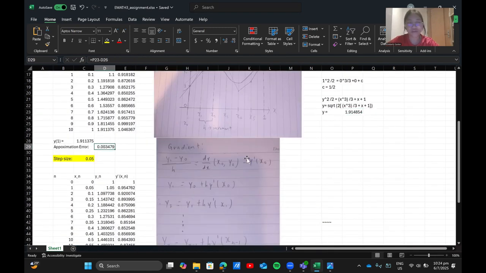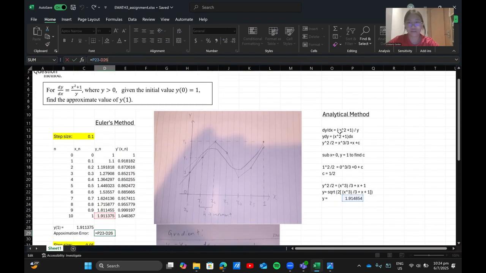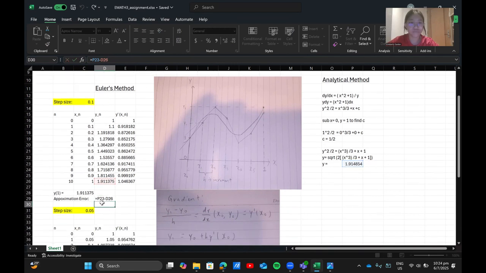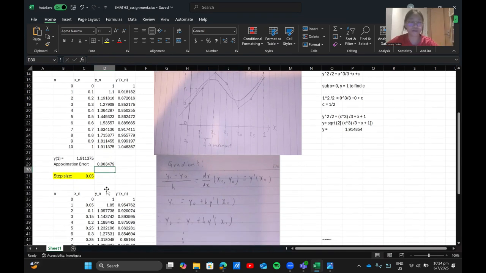To find the approximation error, we take the y value found through the analytical method minus the Euler's method. This would give me 0.003479. Now we try it with a smaller step size.